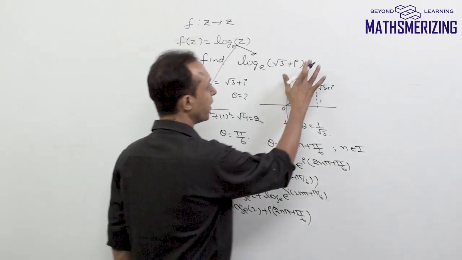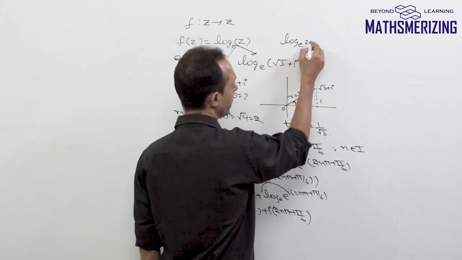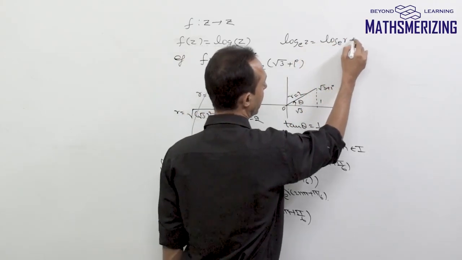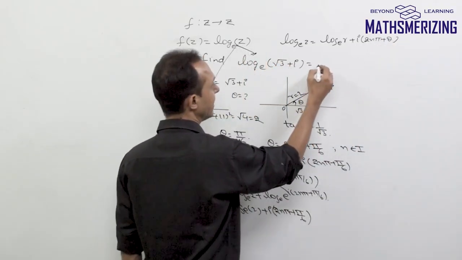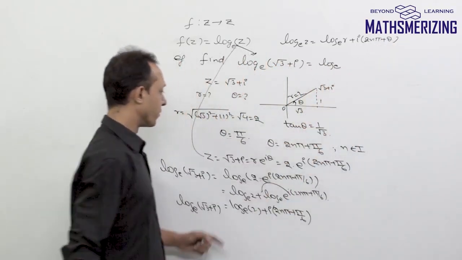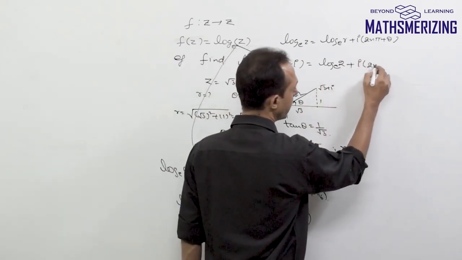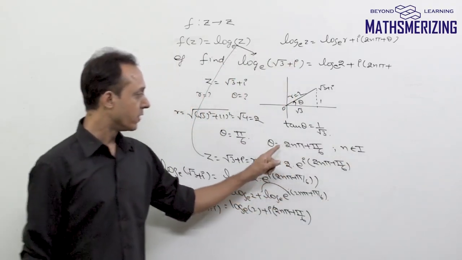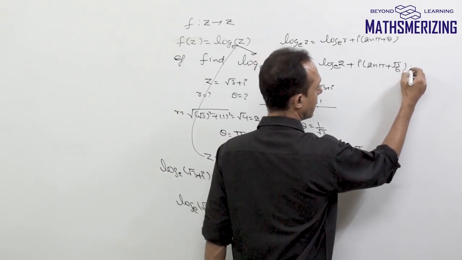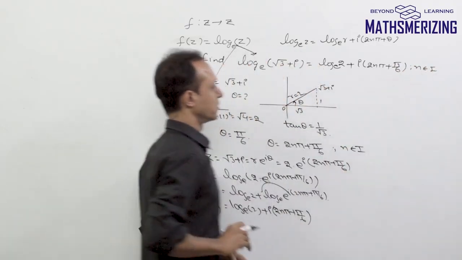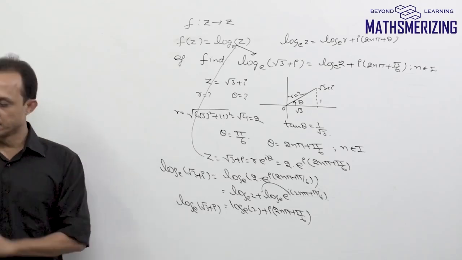Or we could have directly used the formula, and the formula was log z is simply log r plus iota 2n pi plus theta. So we can directly say, so this is log, and what's the value of r? R here is 2, so there will be ln 2 and then iota 2n pi plus theta. What's the value of theta here? Theta is pi by 6 for n belongs to any integers. So this is how we find logarithms for complex numbers.